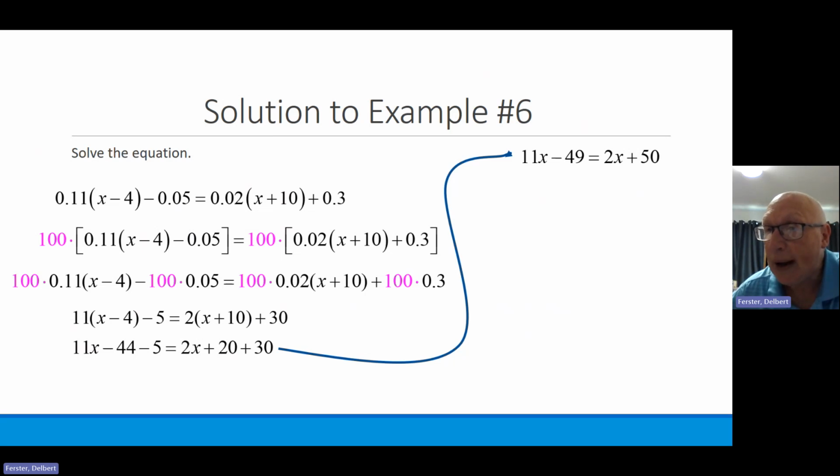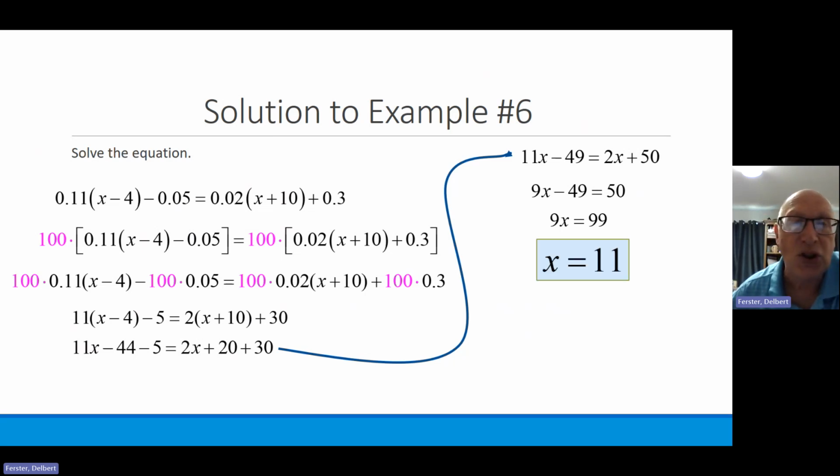We'll now subtract 2x from both sides, and then we'll add 49 to both sides. And then, that's going to get us a clean divide by 9. This baby's out. And that finishes our sixth example from Section 1.